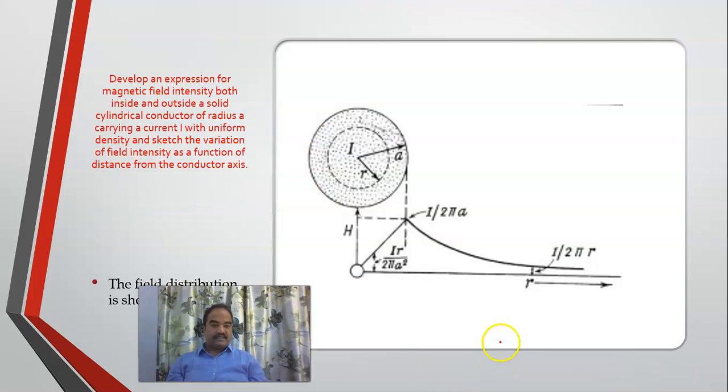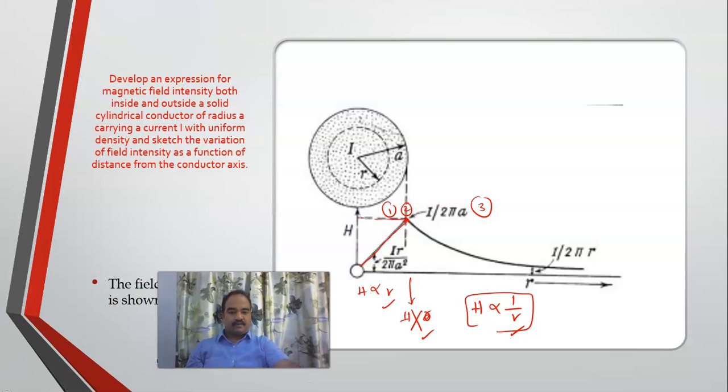So if I sketch these things, this is my surface, up to here it is surface. This is region 1, this is region 2, and this is region 3, outside my conductor. Here it was linearly increasing, it reached its maximum value, and again it is inversely proportional. Here H is proportional to R, here H is independent of R, and here H is inversely proportional to R. This is my field distribution.